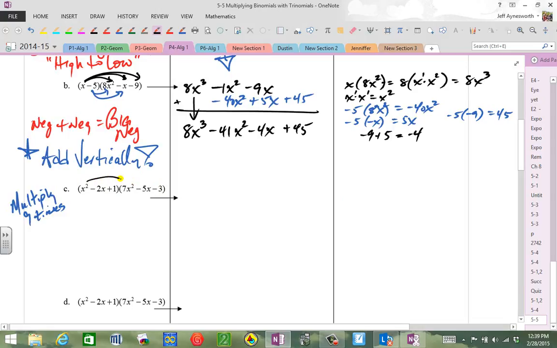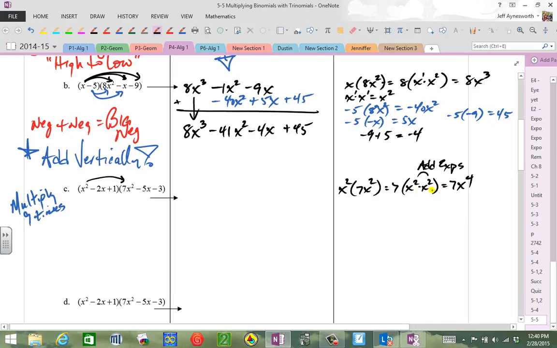First times first. So we've got x squared times 7x squared. What's that? Well, it's 7 times x squared times x squared. X squared times x squared is x to the 4th. So you get 7x to the 4th because you add your exponents here.